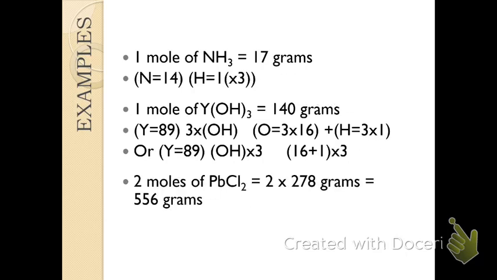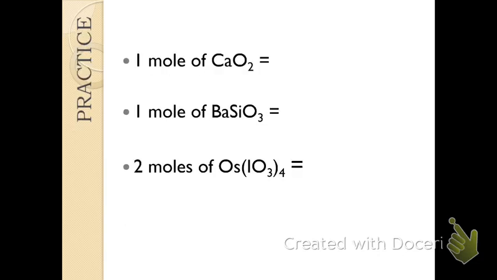2 moles of lead 2 chloride is equal to 2 times 278 grams, which is 556 grams. Why? Because lead is 207 and there's only 1, and I have 2 chlorines, again, 35.5, which is going to be a total of 71. So 207 plus 71 is going to give me a total of 278 grams times 2. Okay? Because there are 2 moles.